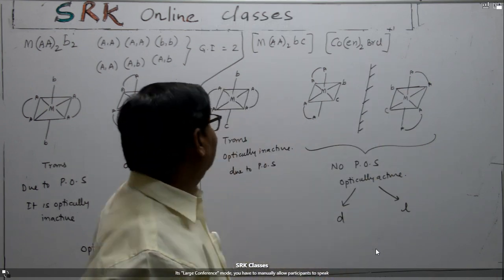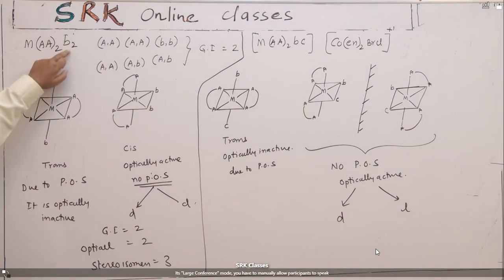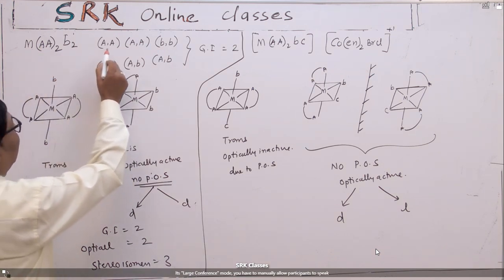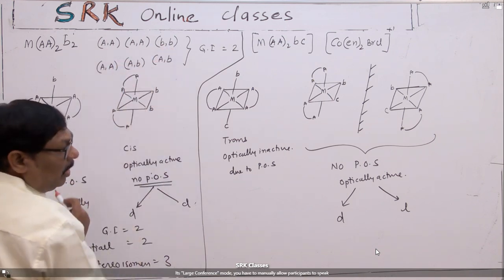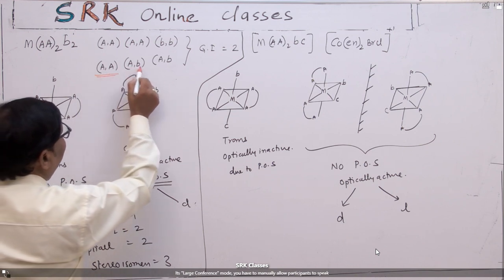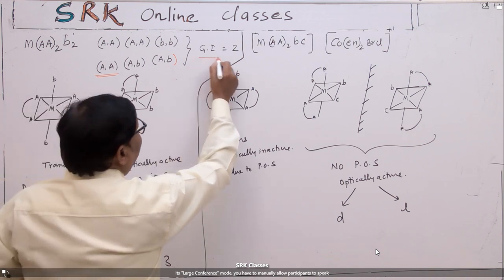Now let us take the third example, MA2B2. Two are bidentate ligands, two are normal monodentate ligands I have taken. A is a bidentate ligand, B is a monodentate ligand. So with this combination, the possibilities are I can write AA and BB, is one possibility. Second one, keeping the first one constant, AB and AB. Two possibilities are there. Therefore, the number of geometrical isomers is 2.